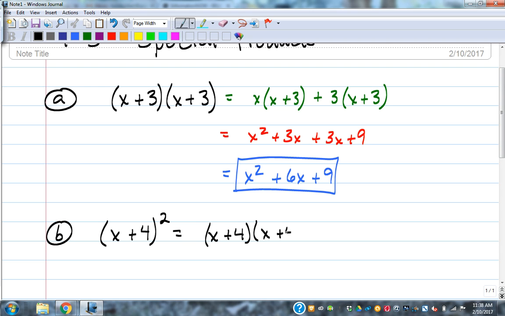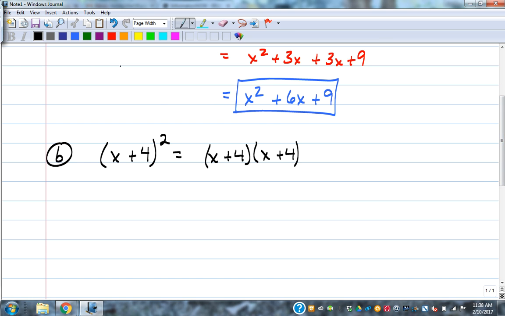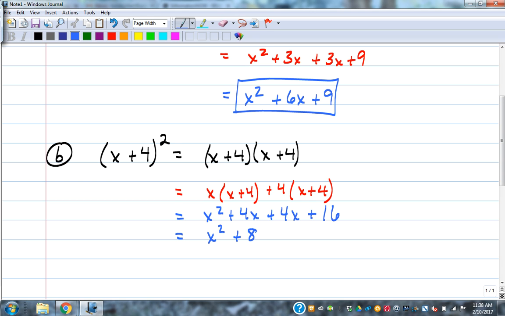So since we know that that's what it is, we're going to multiply x plus 4 times itself. And maybe after we've done this a few times, we'll start recognizing a few shortcuts that we might be able to take as we go. So that's going to be x squared plus 4x plus 4x plus 16, right? So combine like terms. 4x and 4x is 8x in the middle. 16 on the end. And there's the trinomial we got as an answer.